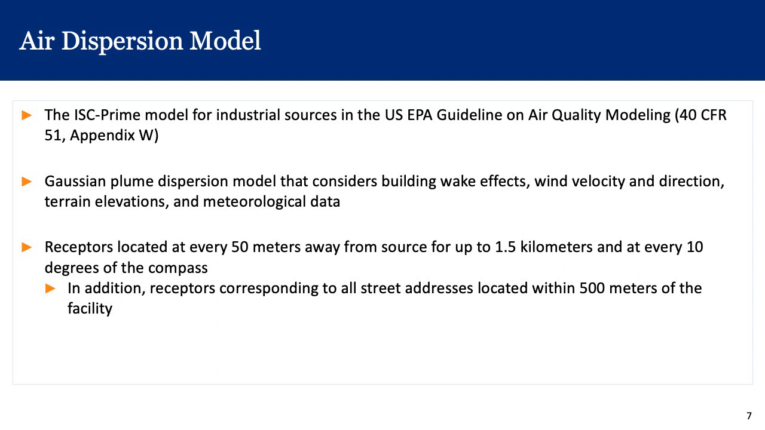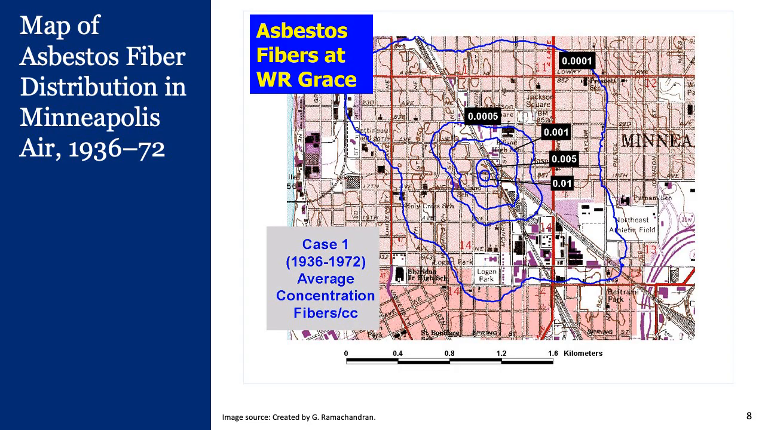In addition, there are receptors corresponding to all street addresses located within 500 meters of the facility. So we are assuming that that's where the people are going to be that will be affected by these emissions. So they are all the people essentially within 1.5 kilometers of this plant and at the street addresses within 500 meters of the facility. So I'm not going to describe the model at all, because this example is just to show the power of using such models.